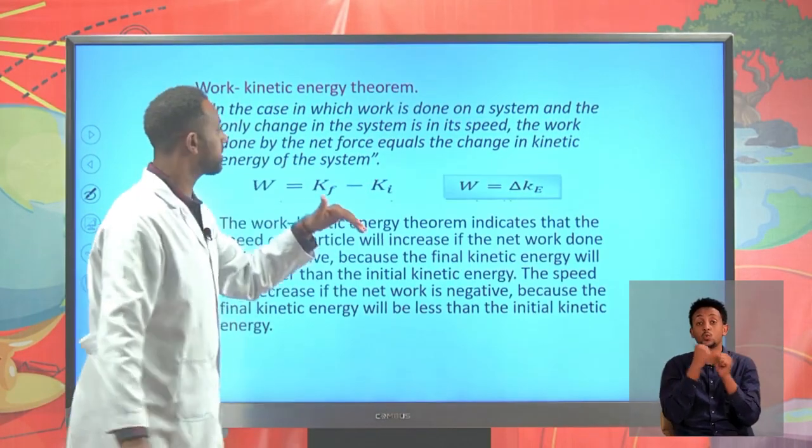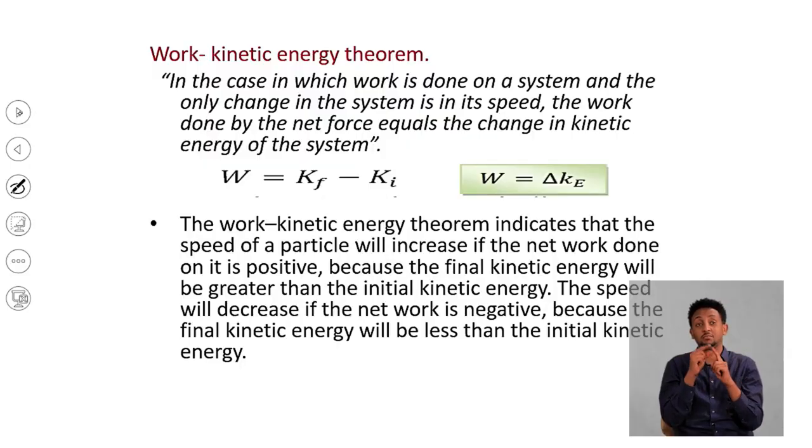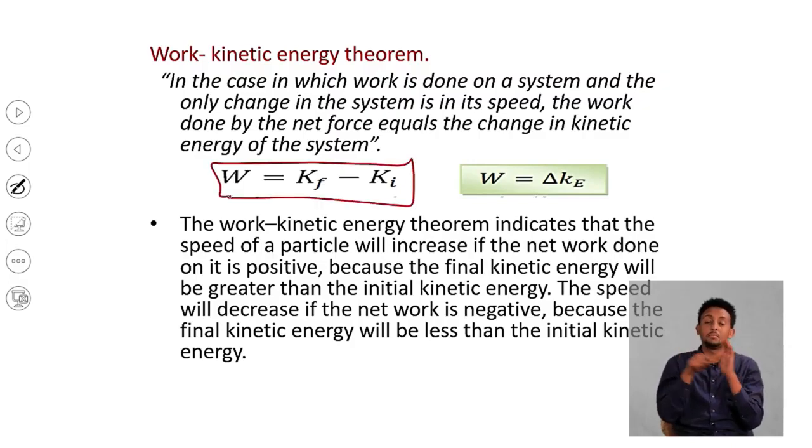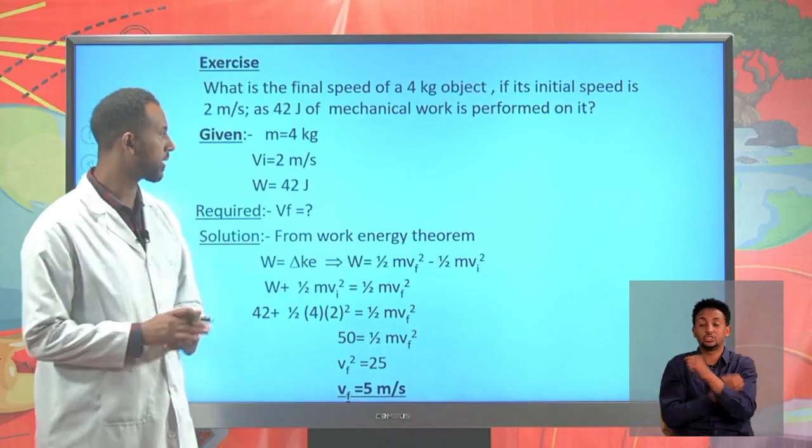Now, the Work-Energy Theorem states that when work is done on a given system, the change in its speed enables us to perform work. And that is what you call the Work-Energy Theorem. The final kinetic energy minus the initial kinetic energy is equal to work. The change of kinetic energy is equal to work.